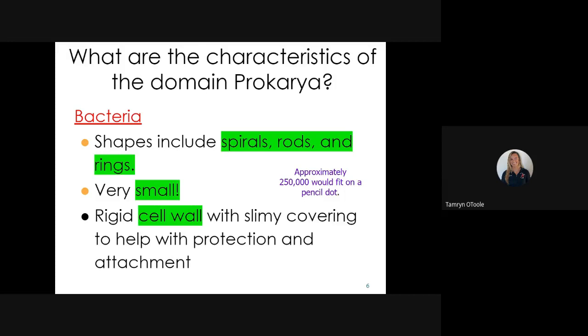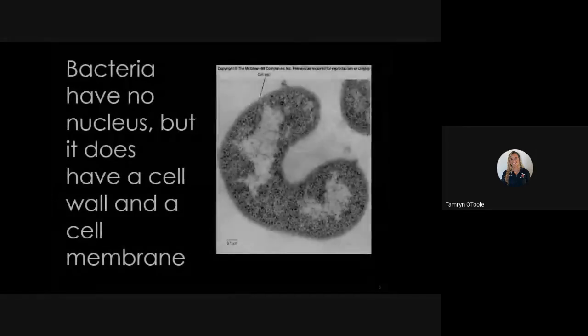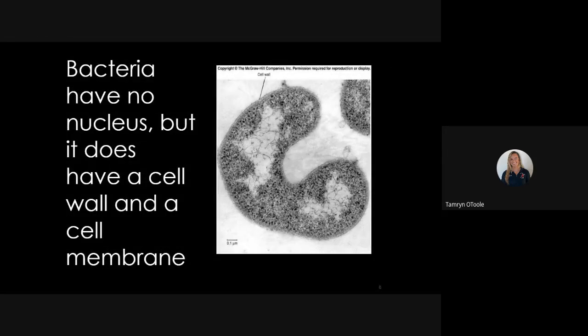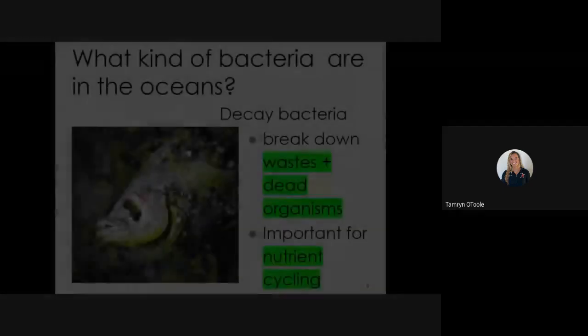All right, so just a little fun fact, and you can do this if you have a pencil and paper. If you draw a little dot on your paper with a pencil, so basically just the one dot, about 250,000 bacteria would fit on that dot, which is insane. That's how small they are. All right, so bacteria, like I said, have no nucleus. They are prokaryotic, but they do have a cell wall and they do have a cell membrane, and that allows for transport across the organism. It allows for protection as well.